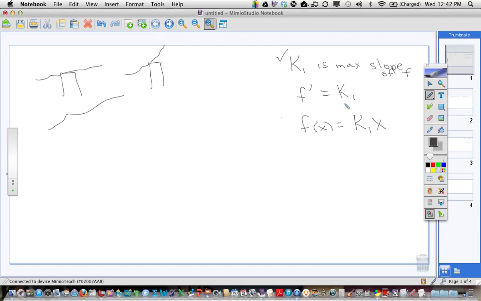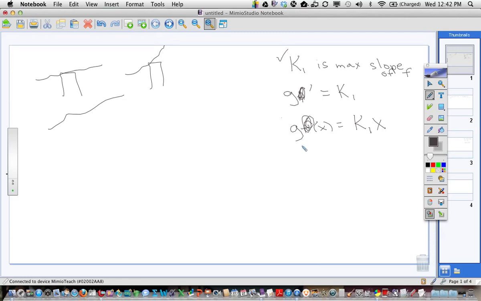Actually, I shouldn't call it f prime. I probably should call it something else, because f is our graph. So we'll call that g prime. Then the function g would be like a worst case scenario graph. So what I just did was an antiderivative. I just did the antiderivative of K1, right? The antiderivative of g prime would be K1 times x.